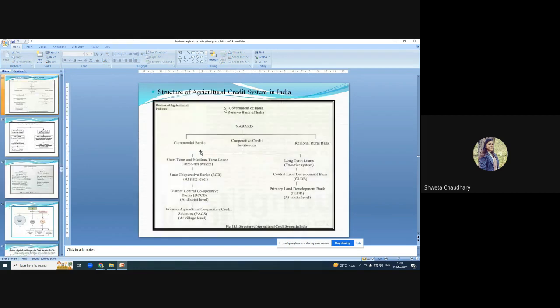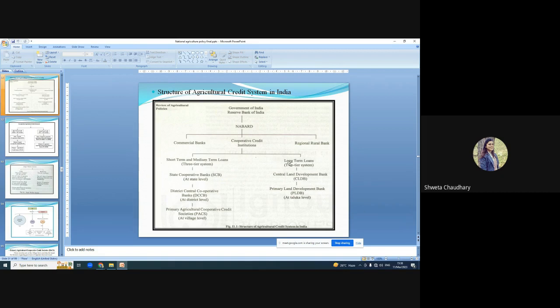Then see, this is the earlier structure: the central bank, or the bank at national level, that is supporting different banks, commercial banks, cooperative banks, regional banks. And then we have three-tier and two-tier structure. Three-tier structure means finance is available at state level, at district level, and at village level. But two-tier structure means the finance is available only at the district level and then village level. But now this system has been changed.